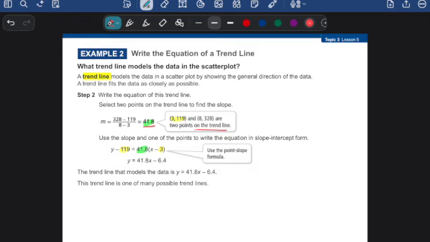And then to turn that into slope-intercept form, we need to distribute the 41.8. So we distribute 41.8 times negative 3, and then we add 119 and we get negative 6.4. So we just solved the point-slope form for y and turned it into y equals mx plus b. So our trend line that models the data is here. We can see our y-intercept would be at negative 6.4, and the slope of that trend line would be 41.8. We use this trend line to make predictions.